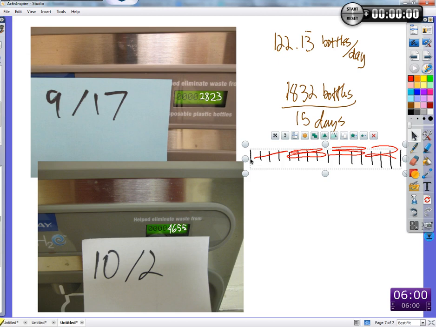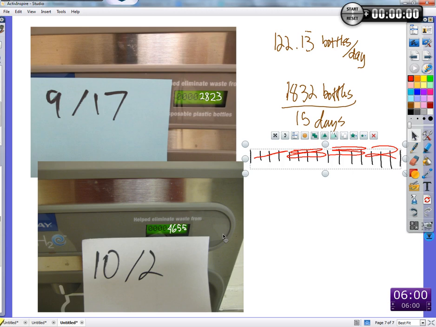When you took these pictures, did you take them at the exact same time from the same fountain? I took them at the same fountain, but I took this one a little after lunchtime, and this one was during first period. Because those could change big time. They could make a difference. Like 50 bottles. But I took like 5 a day.